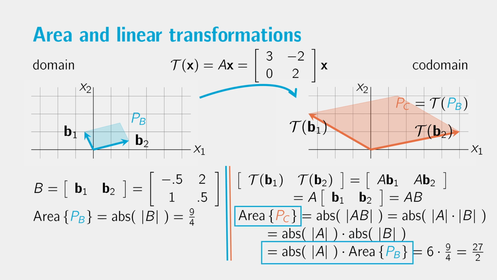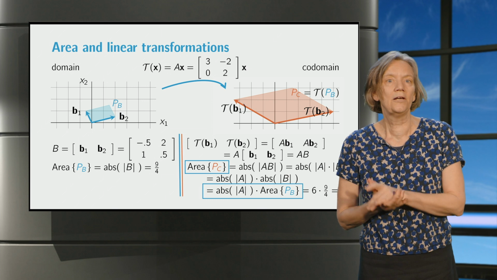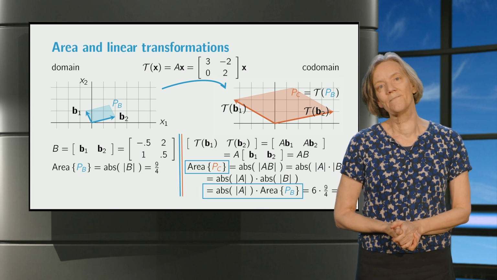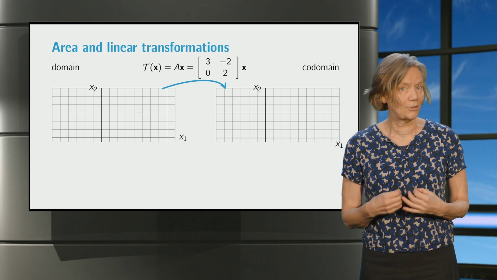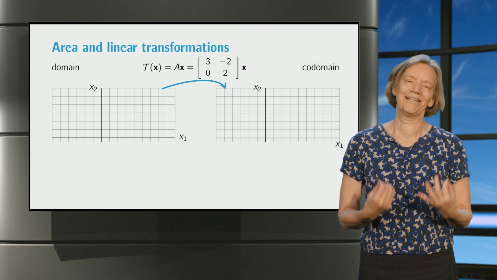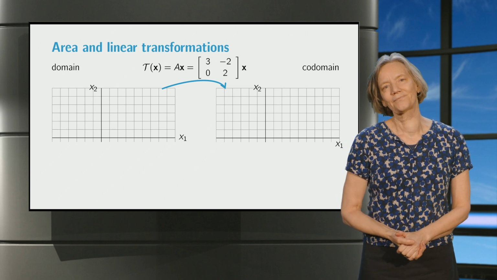The same relation holds for any parallelogram in R2. The area of its image under a linear transformation is the area of the original parallelogram times the absolute value of the determinant of the transformation matrix. This was for a parallelogram. Does it hold for other shapes as well? Yes, it does, as long as the transformation is linear.